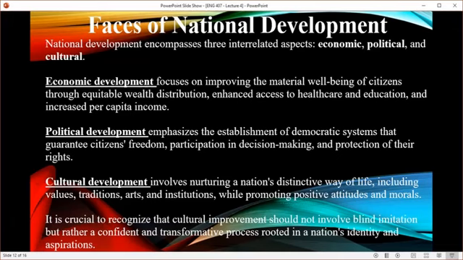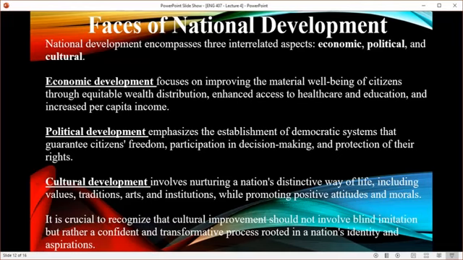We want to look at the parameters for measuring national development, which are referred to as phases of national development in this lecture. One of them is economic development, whereby there is improvement in the material well-being of citizens through equitable wealth distribution, enhanced access to healthcare and education, and increased per capita income. So the number of those who are poor in that country will reduce. The poverty level will reduce if there is actually the achievement of national development in such a country.